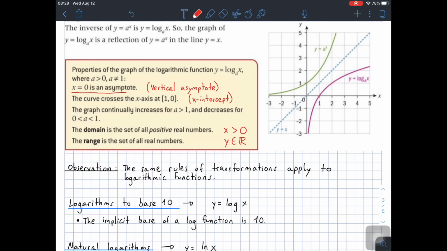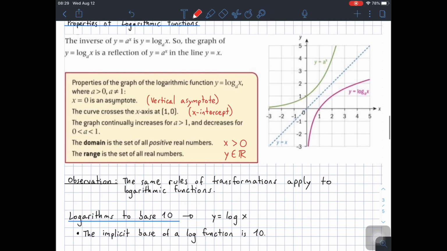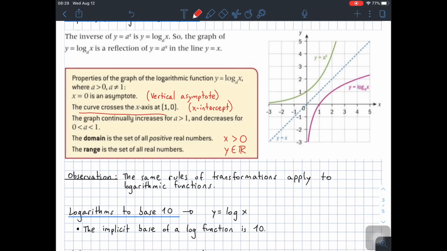One thing is that x equals 0 is an asymptote, and that's a vertical asymptote, right? X equals 0 is this line over here, and you see that the logarithmic function has that vertical asymptote. It never actually touches the y-axis. Then it says the curve crosses the x-axis at (1, 0), right here. And we're going to do the comparison with the exponential function. The exponential function, instead of having a vertical asymptote, had a horizontal asymptote at y equals 0, right?